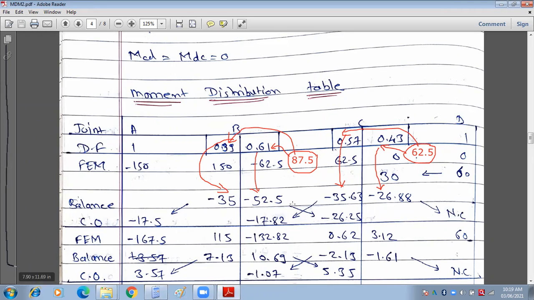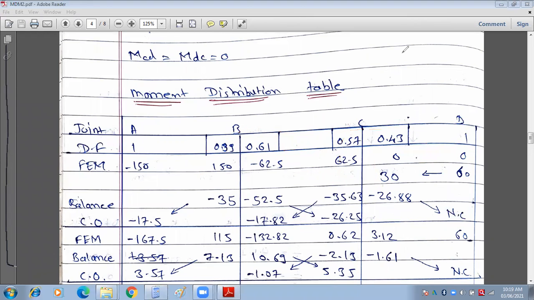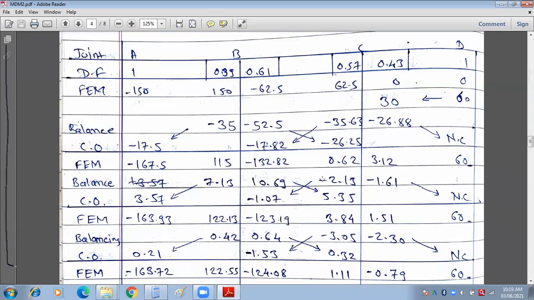along with the plus and minus signs. If it is minus, the values will be minus transferred to the far end. If it is plus, the values will be plus transferred to the far end. Now this one is the first step. Once you have written down the balance and carryovers, you have to make the addition again and find out the fixed end moments. Now the addition of these two is 167.5. Now the addition of these two is 115.